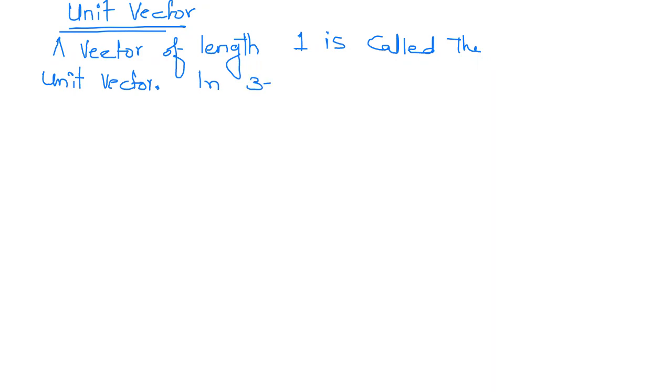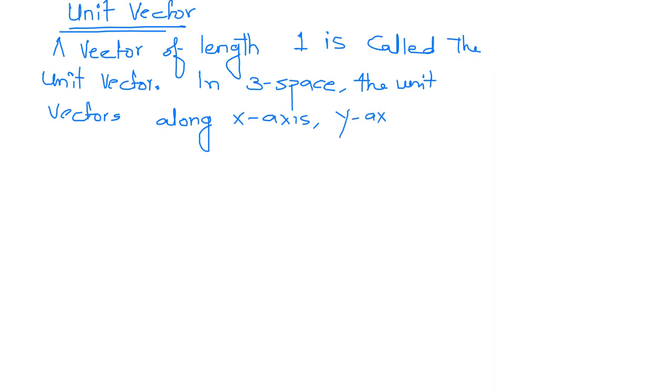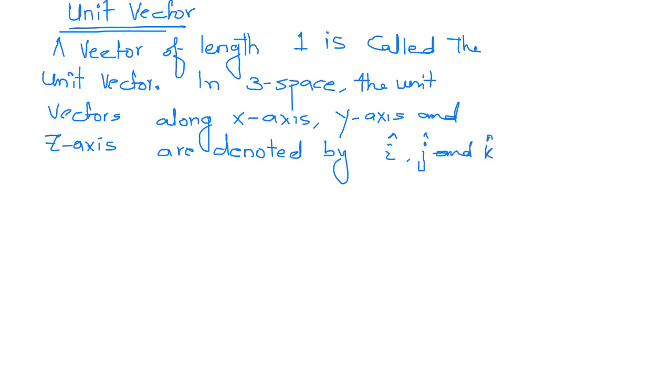In three dimensions, the unit vectors along the x-axis, y-axis, and z-axis can be denoted by, does anybody know what the unit vectors for x, y, and z are? i, j, and k respectively.